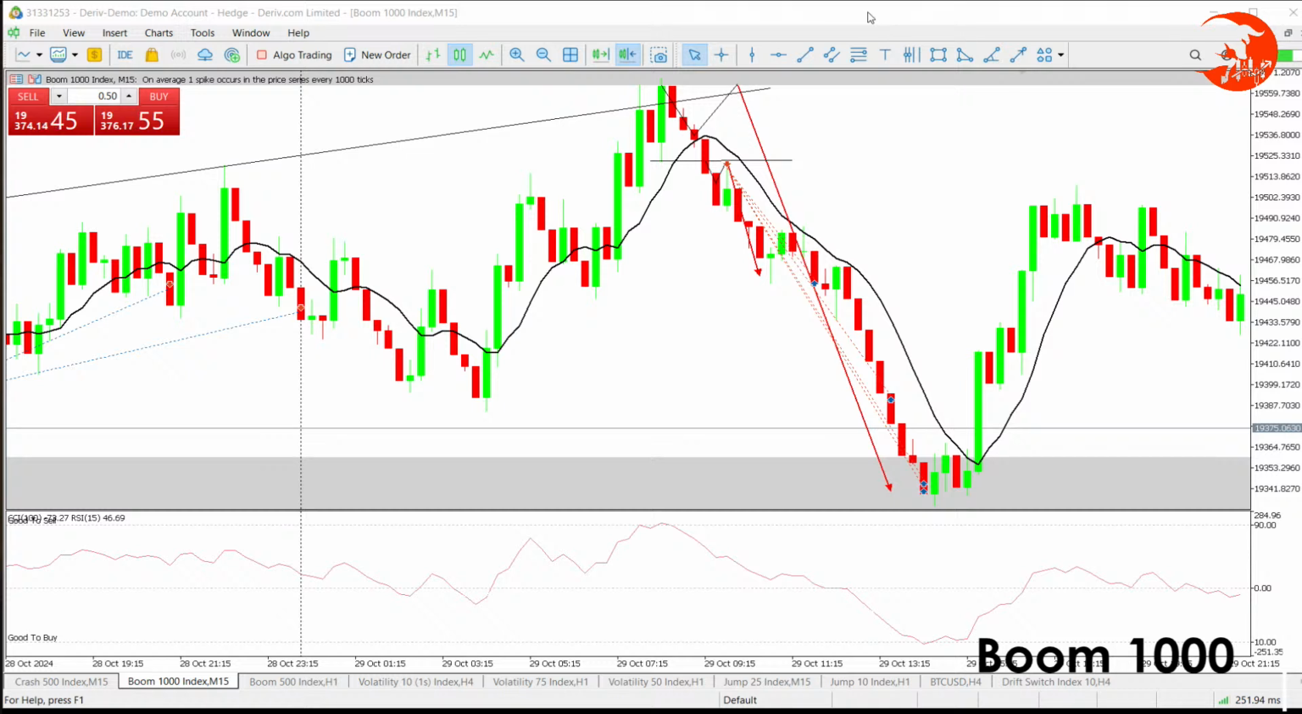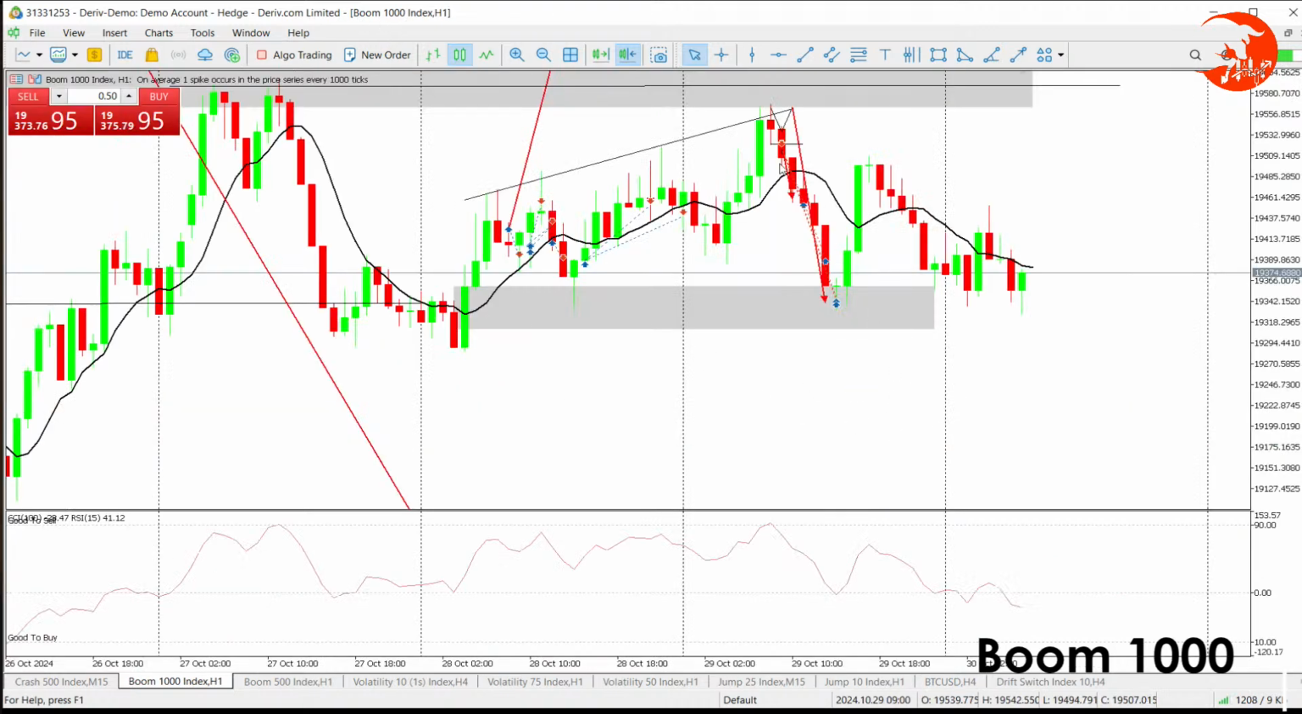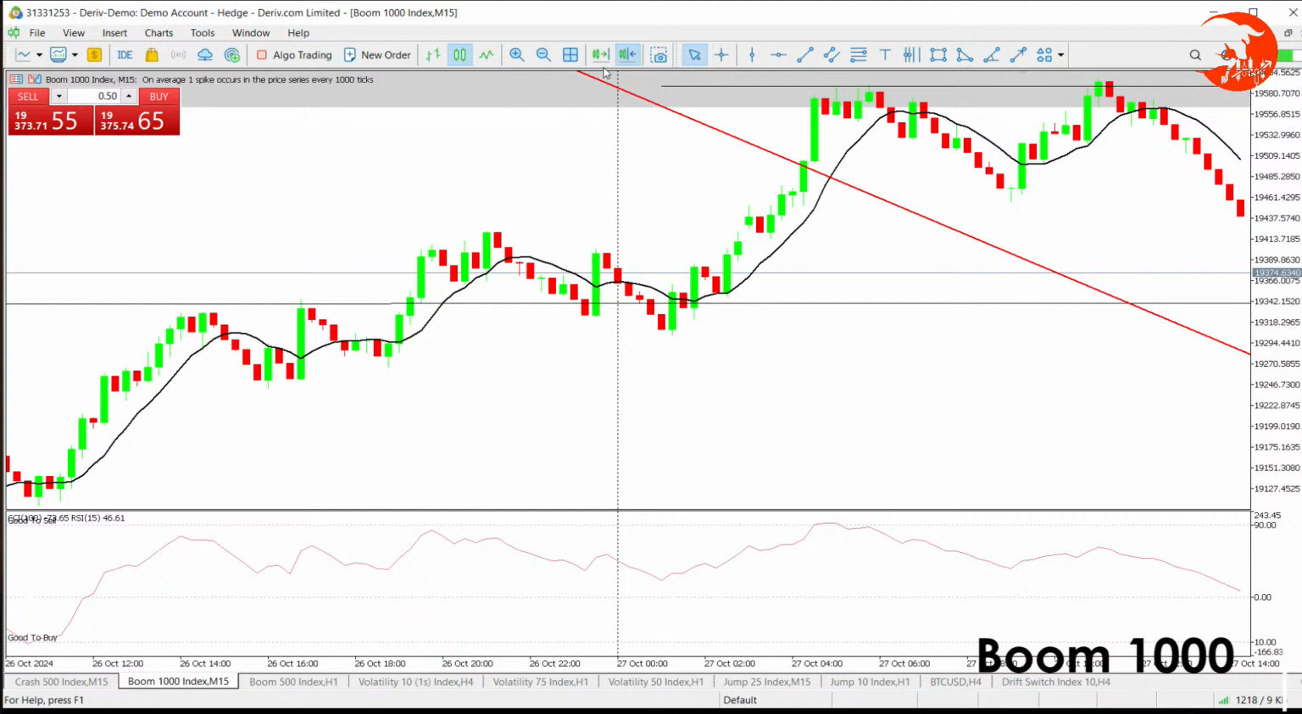This was a clean money on Boom 1000, just like how you see the history showing you all this from all the way there to down on this very support level. So that was our money there. And all the TP levels were clearly hit. We had 3 TP levels.